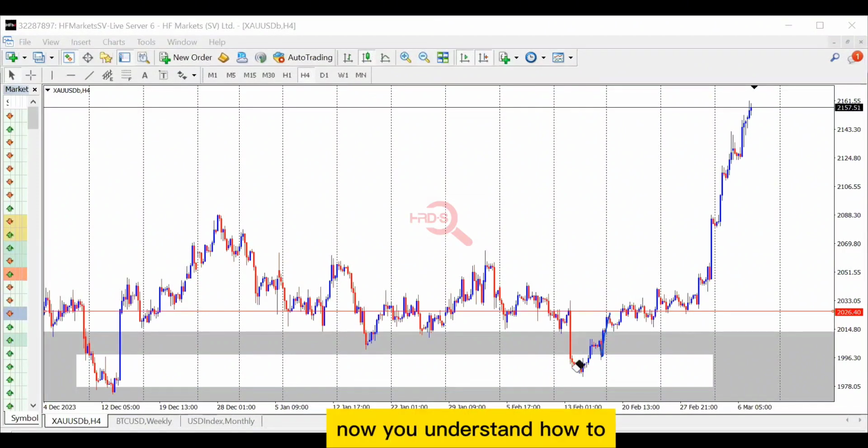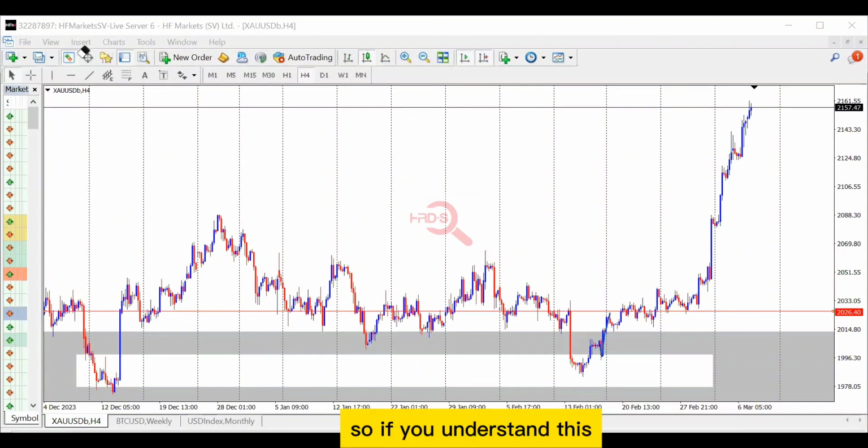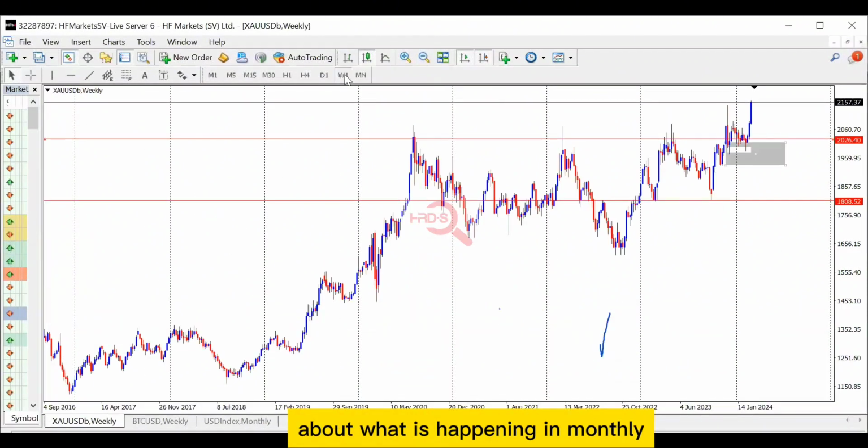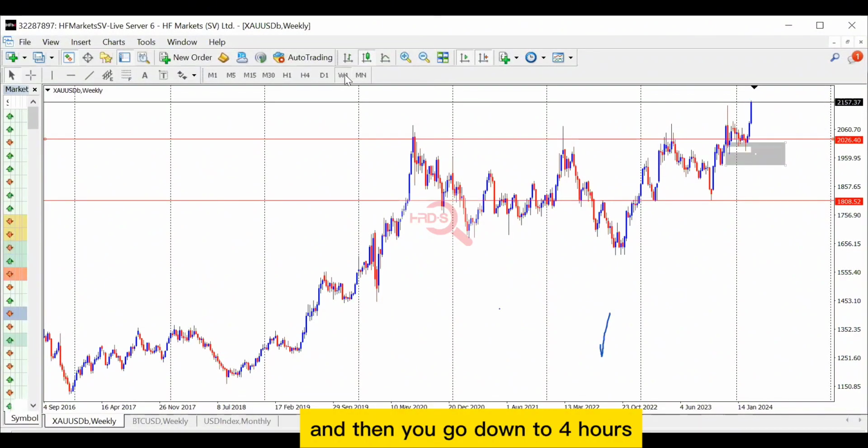So now you understand how to move from monthly time frame to weekly time frame to daily time frame to 4 hours or any time frame of your choice or interest. So if you understand this, you will not be confused about what is happening in monthly. You can go to monthly and see that market is buying, and then you go down to 4 hours and you notice that it is selling.